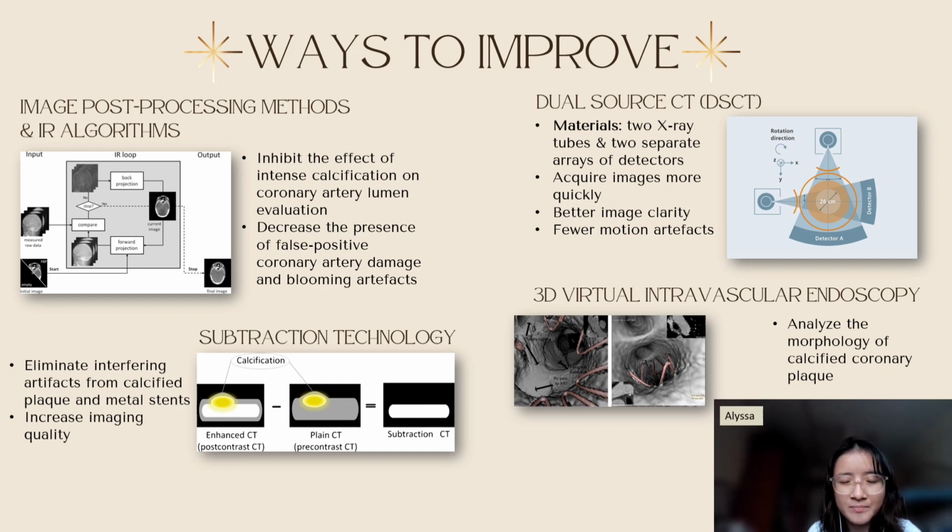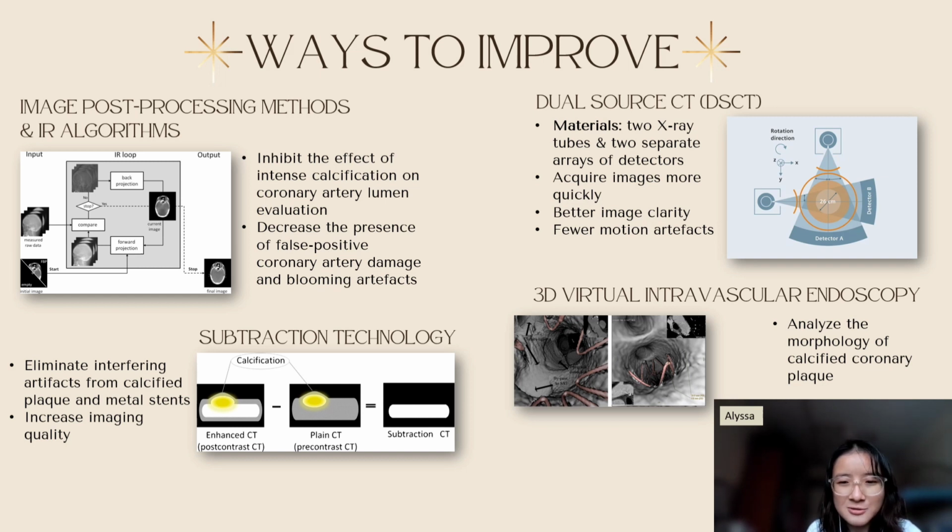The second one is by using dual source CT, also known as DSCT. This CT scanner is made of two X-ray tubes and two separate arrays of detectors. The advantages of using the DSCT are that we can acquire images more quickly, with better image clarity and fewer motion artifacts. The third one is by using subtraction technology, which can eliminate interfering artifacts from calcified blood and metal stents, and also increase imaging quality.